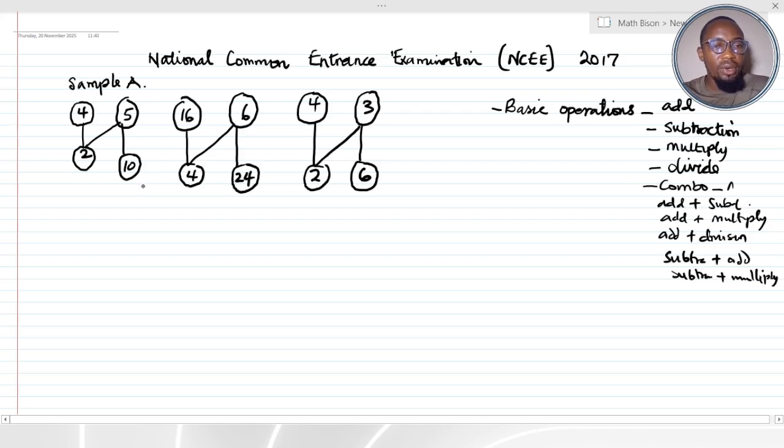Now, there must be a story that works. If you subtract 4 minus 2, you have 2. 5 minus 2, you have 3. 10 minus 5, you have 5. 16 minus 4, you have 12. 6 minus 4, you have 2. Then 24 minus 6, you have 18. All of this doesn't seem to create any story for us.